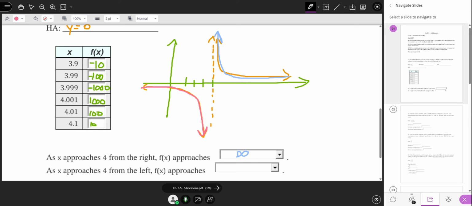As I go at it from the left, it's going down. Down is negative infinity.